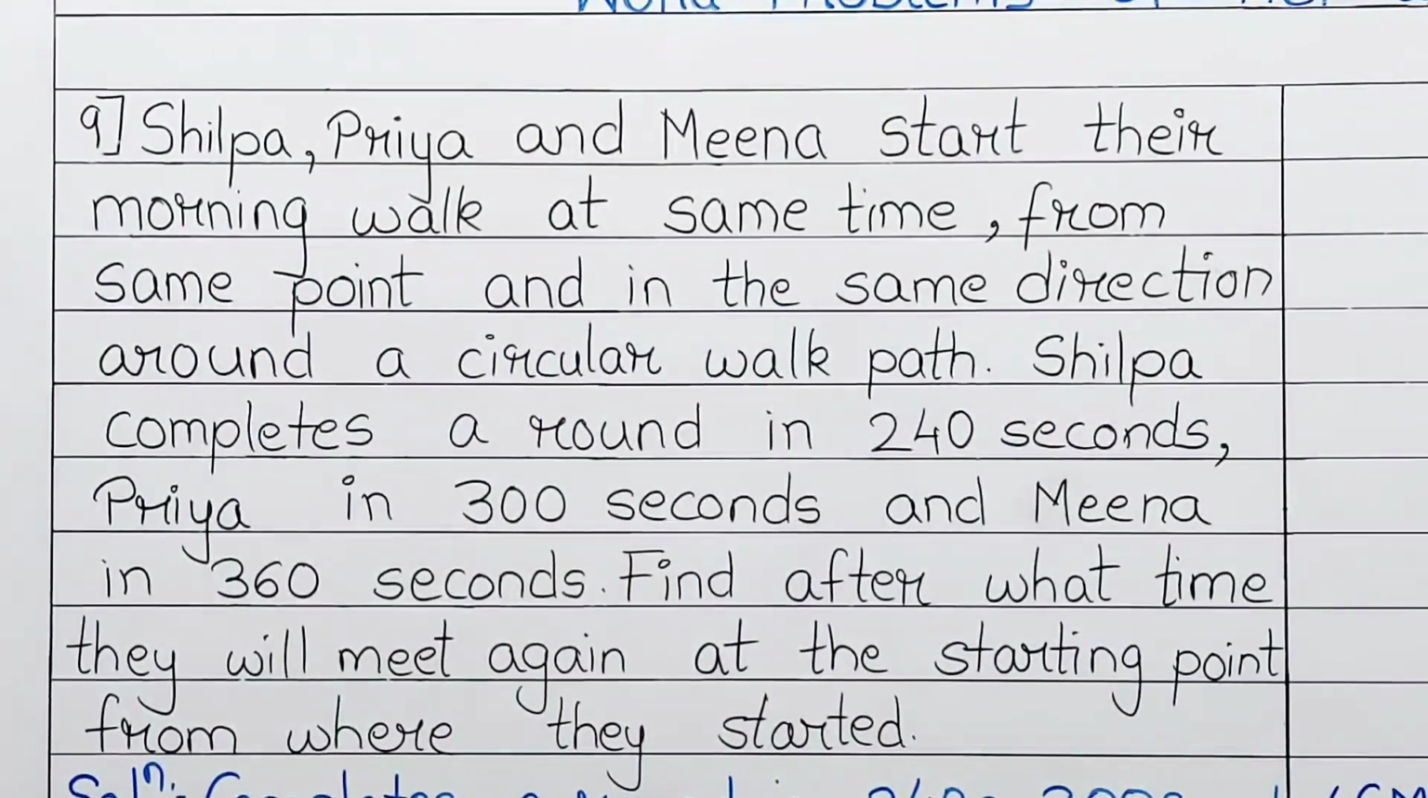Now next sum. Shilpa, Priya and Meena start their morning walk at the same time from the same point and in the same direction around a circular walk path. Shilpa completes a round in 240 seconds, Priya in 300 seconds and Meena in 360 seconds. Find after what time they will meet again at the starting point from where they started.